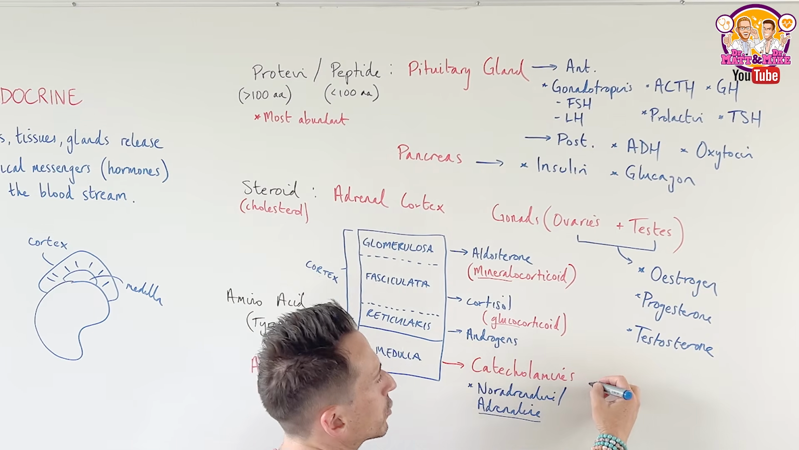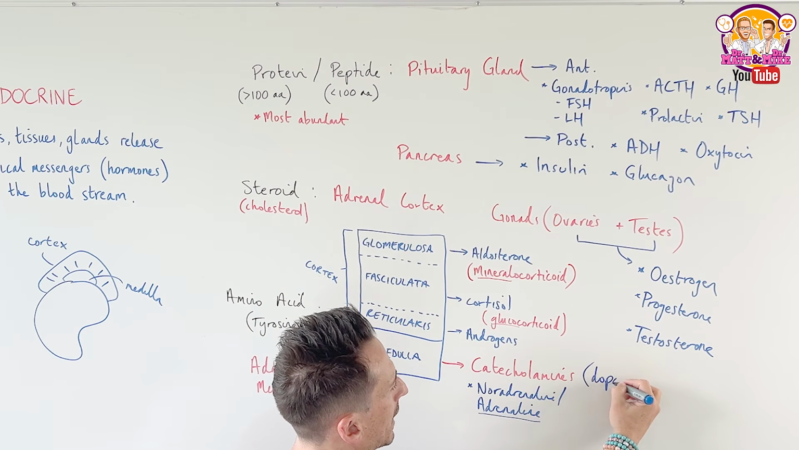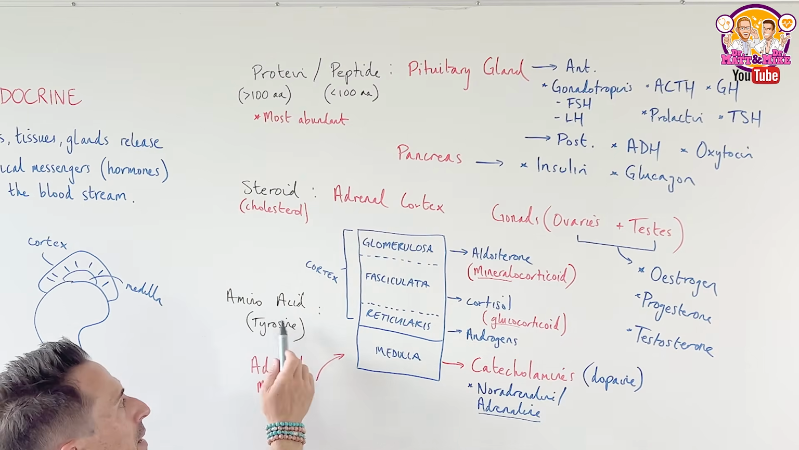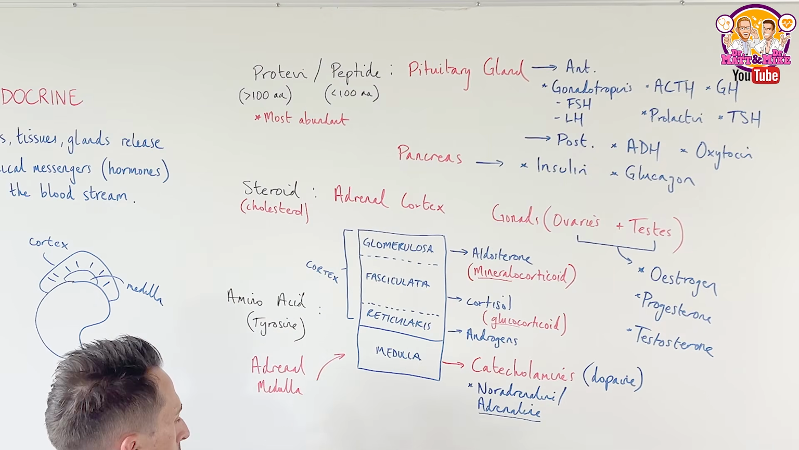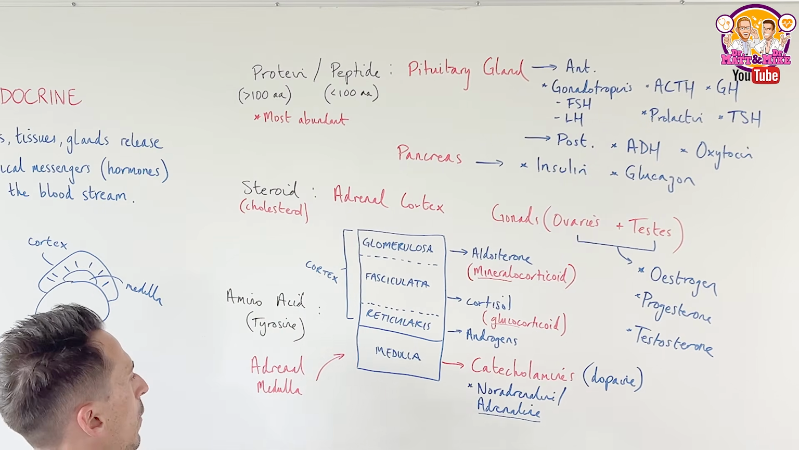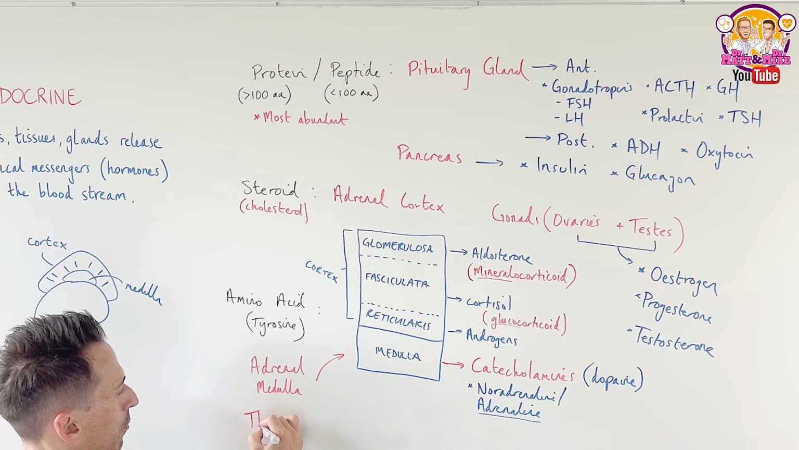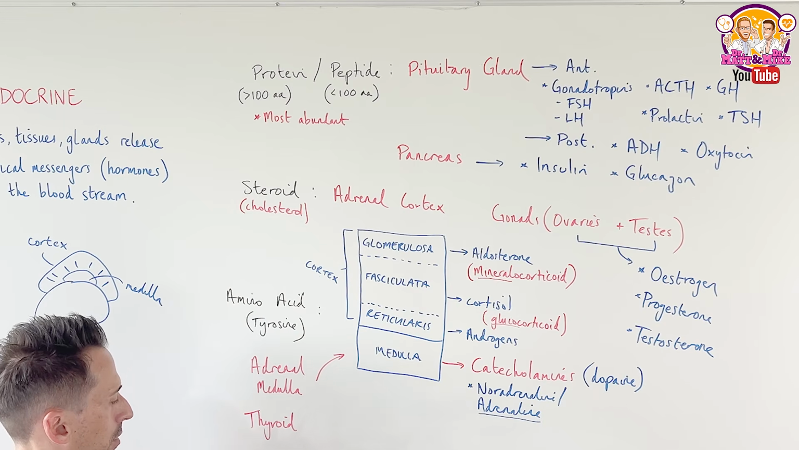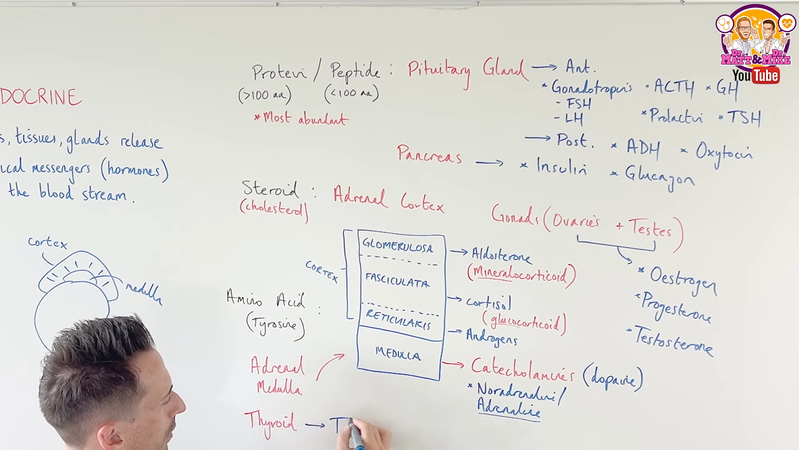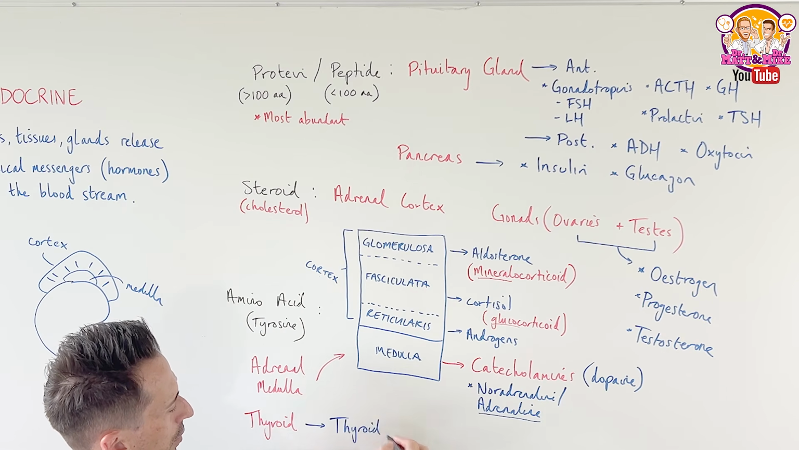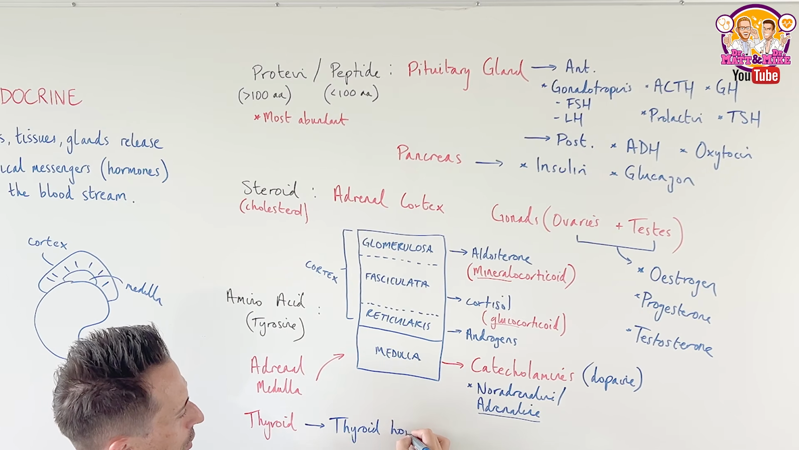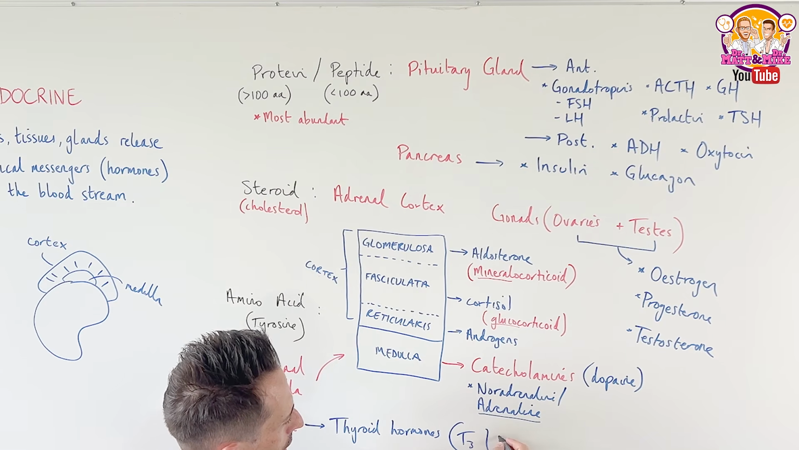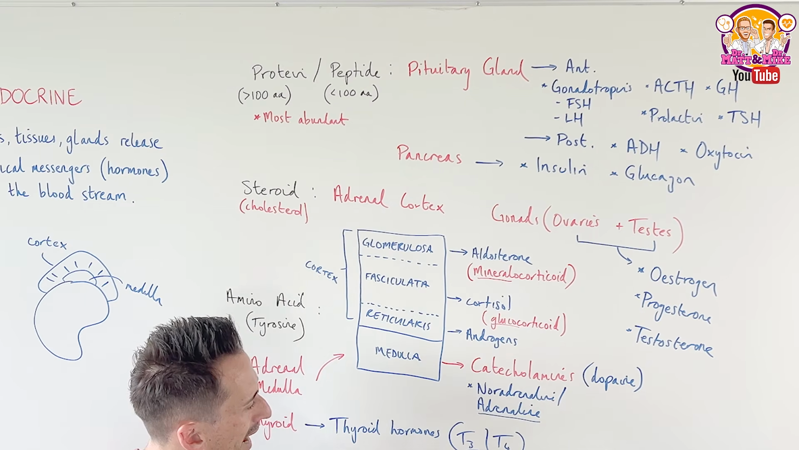But catecholamines also include dopamine. Now, dopamine isn't produced here at the adrenal medulla, but it is a catecholamine and it is amino acid based, tyrosine based. But there's another hormone that is amino acid based, and this is from the thyroid gland. And the hormone from the thyroid gland is, unsurprisingly, thyroid hormone. Or you could argue thyroid hormones, which is T3 and T4. Just remember, T3 is the active form.